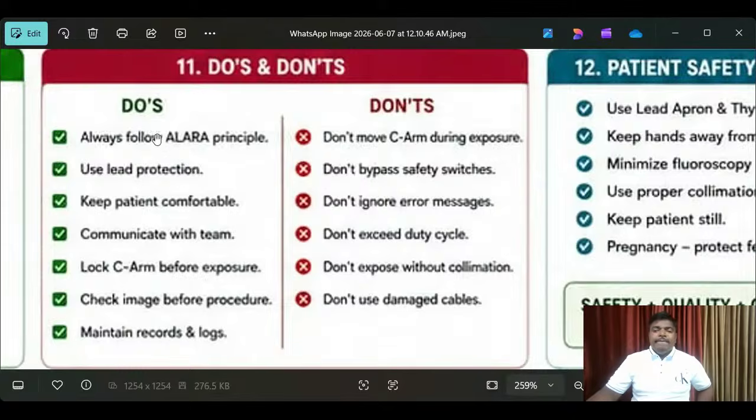And see here, always follow the ALARA principle. See, the ALARA principle is another topic. If I explain it, it will take 1 hour. Okay, let's keep it to this point. I will give it in another session.